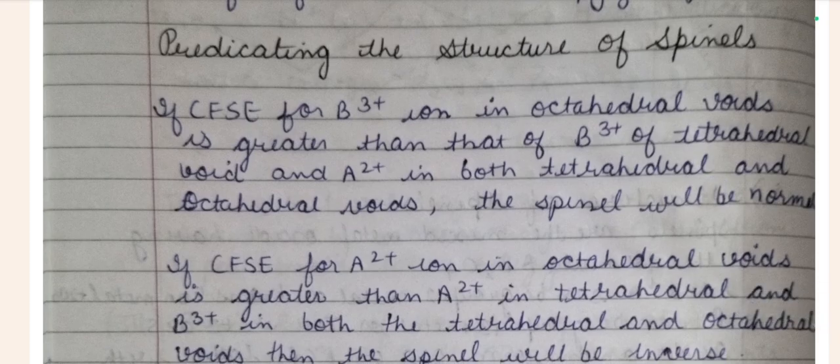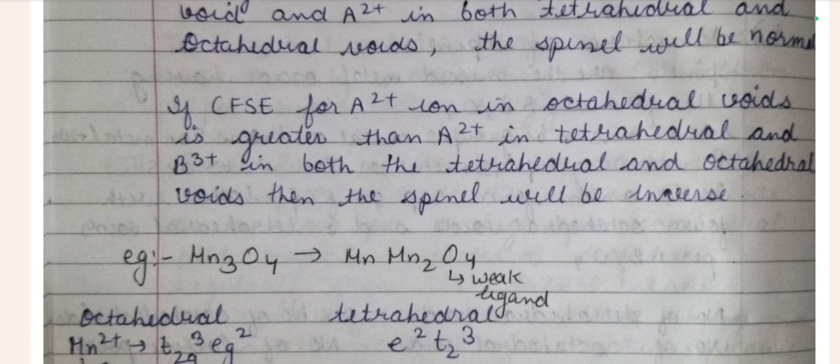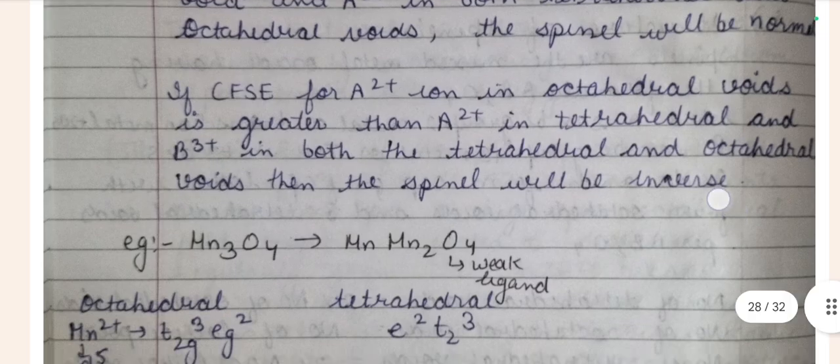If the CFSE for the B3+ ion in the octahedral void is greater than that of the B3+ ion in the tetrahedral void and the A2+ ion in both the tetrahedral and the octahedral voids, the spinel will be normal. If the CFSE of the A2+ ion in the octahedral void is greater than that of the A2+ ion in the tetrahedral void and the B3+ ion in both the tetrahedral and octahedral voids, then the spinel will be inverse.